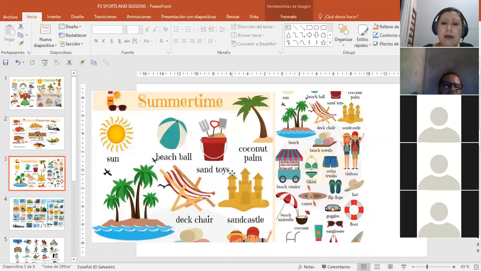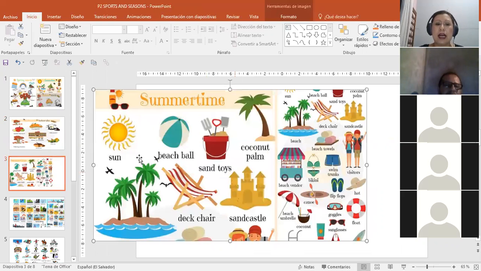For summertime, we have vocabulary like sun, beach ball, deck chair, sand toys, coconut palm, sand castle. We have beach vendor, bikini, swim trunks, visitors, beach umbrella, canoeing, flip-flops, hat, float, goggles, sunglasses, coconut.